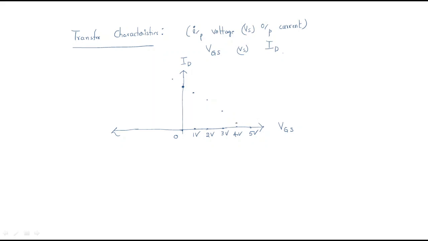So the drain current generally follows this path. Why this path? For gate source voltage 0 the current is maximum, and whenever it is 1 volt, compared with 0 it decreases. So these are the transfer characteristics.